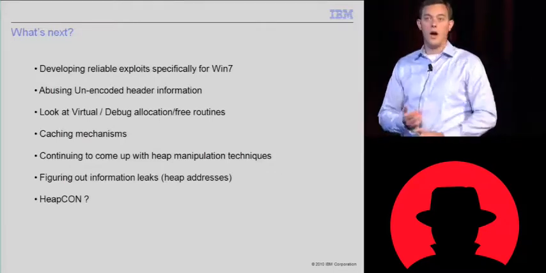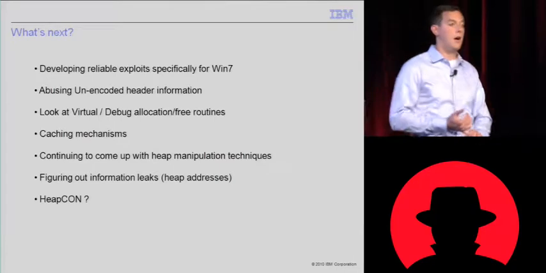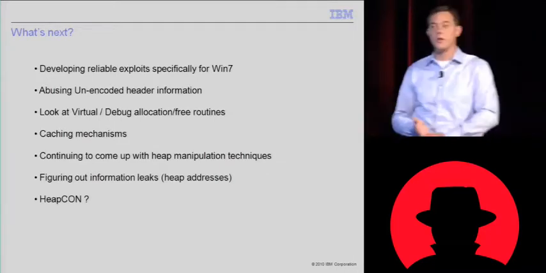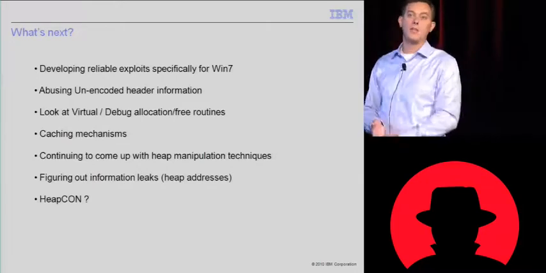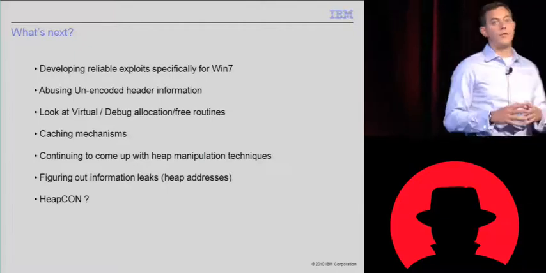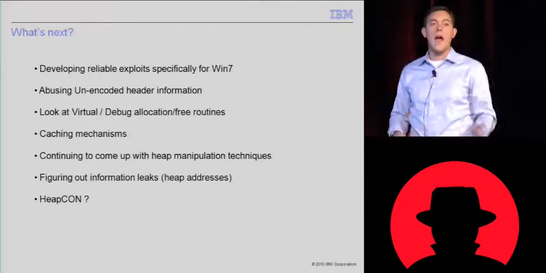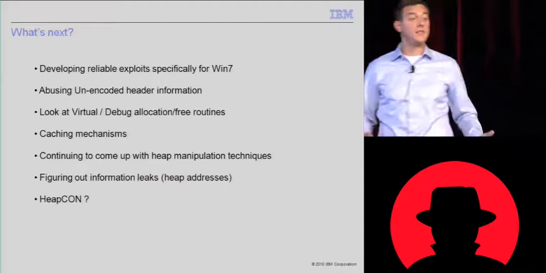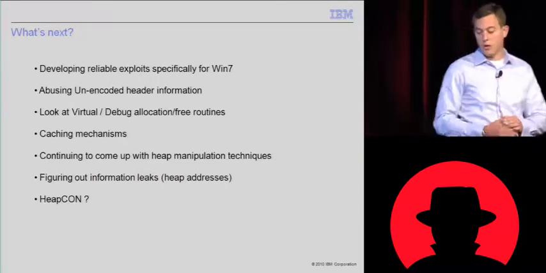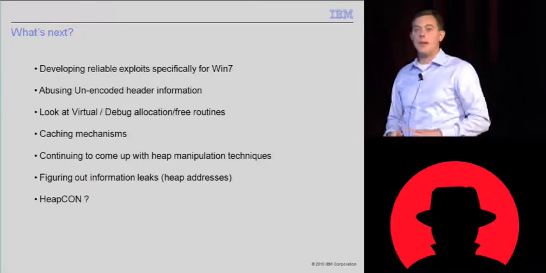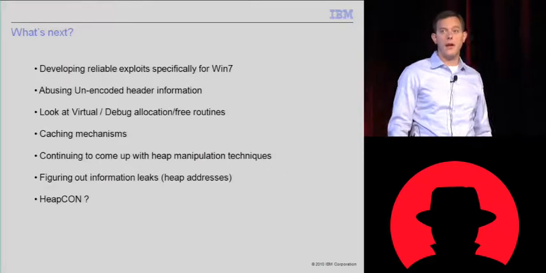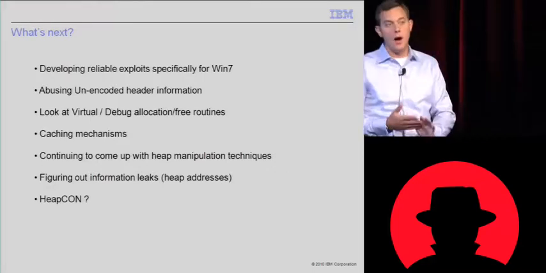Just for a few, the unencoded section of the heap entry could be abused for things. I didn't even begin to reverse any of the virtual debug allocation or free routines in Windows 7. That's a lot of ground to cover there for chunks of very large sizes. There's a lot of caching mechanisms that I left out for simplicity's sake that may be able to be abused accordingly. I think heap manipulation techniques are going to be even more important than the bug at that point.